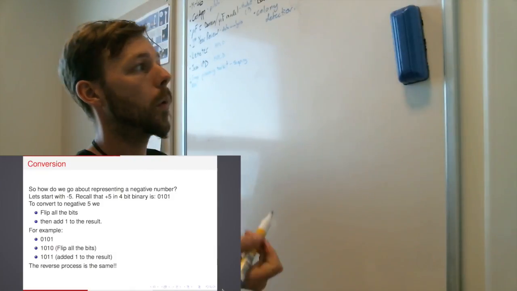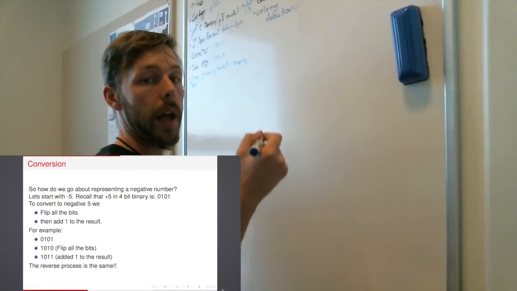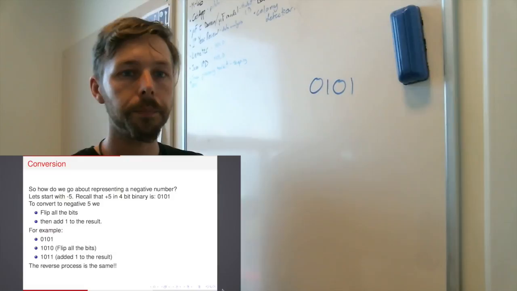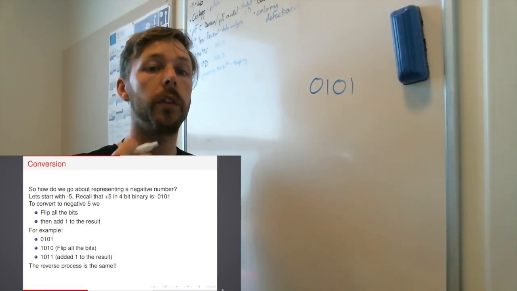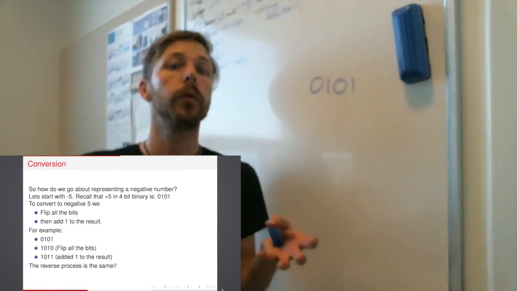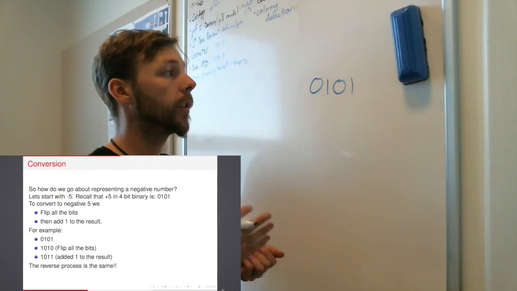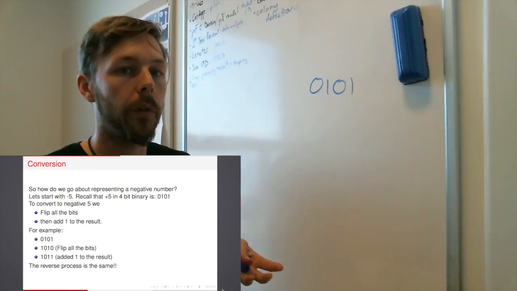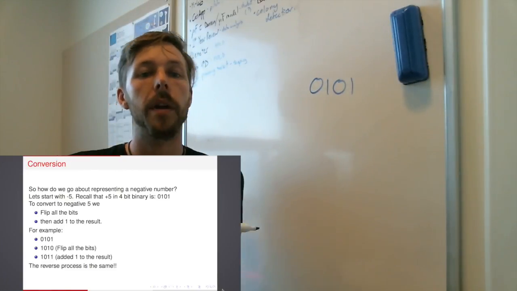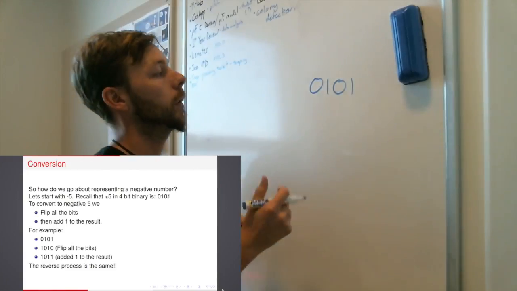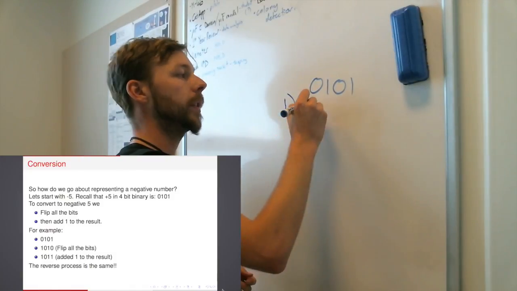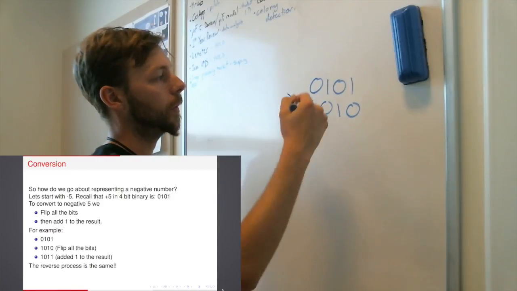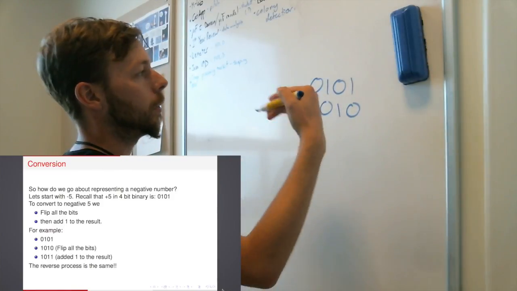We start out with what is positive 5 in normal 4-bit binary. So positive 5 is 0, 1, 0, 1. To figure out what the 2's complement is of positive 5, so what is the binary number that will signify -5, there's 2 steps. We flip all the bits and then we add 1 to the result. So step 1 is flip all the bits: 1, 0, 1, 0. Flipping all the bits is kind of obvious. You flip a 0 to a 1 and a 1 to a 0.